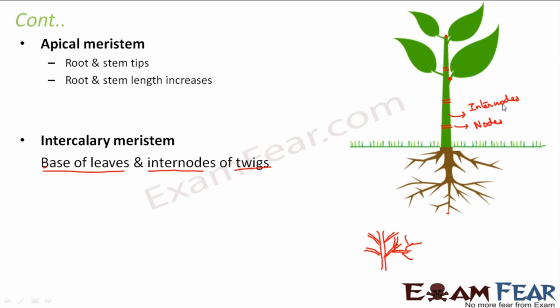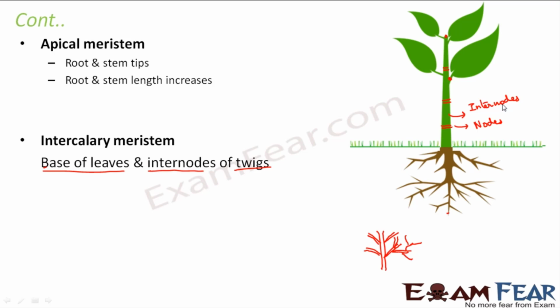So intercalary, as the name suggests, intercalary are present in the internodes. That is why the name intercalary. So from internodes you will have the twigs, you will also have the leaves. So it will actually help in the growth of the branches, which will again give rise to twigs and twiglets. Right? So it helps in the growth of the plant that way.